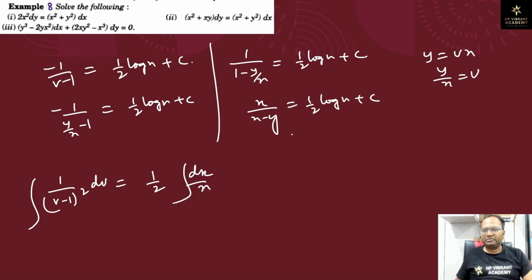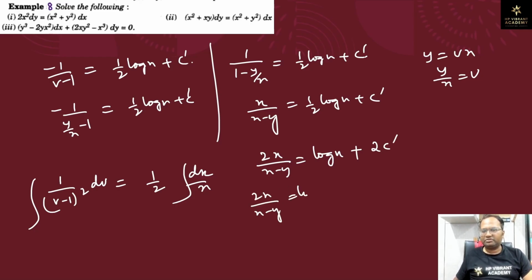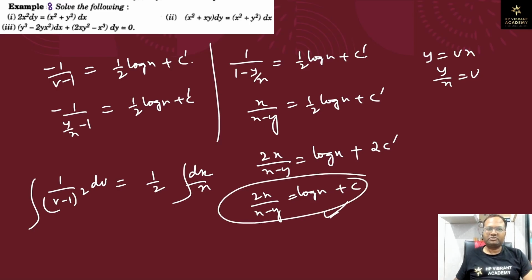So from here, let us multiply with 2. So 2x upon x minus y is equal to log x plus 2c. Let us take this as c dash. So 2x upon x minus y is equal to log x plus c. This is the general solution. Let us discuss the second part.